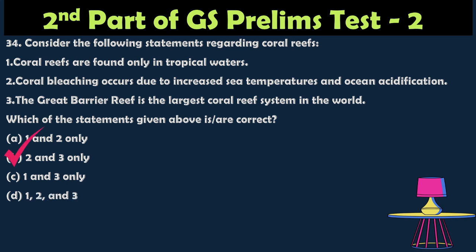The correct answer is B, 2 and 3, because coral reefs are not found only in tropical waters, cold water corals also exist. So statement 1 is incorrect. Coral bleaching occurs due to increased sea temperature and also ocean acidification, so statement 2 is right. And the Great Barrier Reef is the largest coral reef, as we all know. So statements 2 and 3 are right, and option B is the right answer.